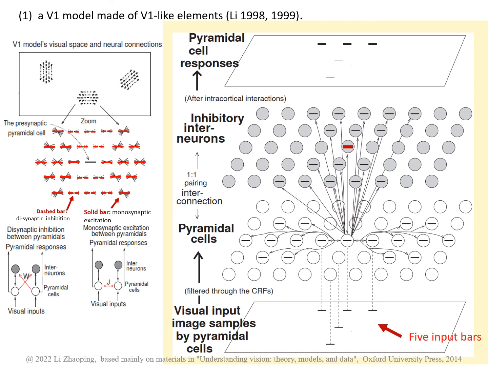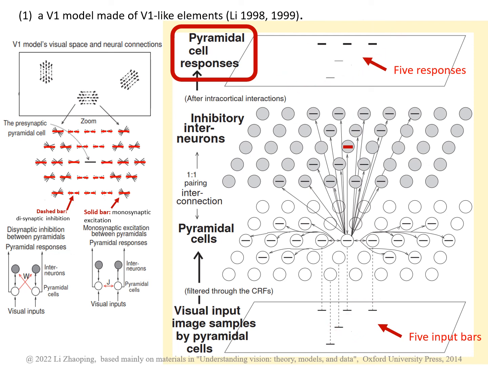So if we have 5 input bars in this visual image, they directly excite these 5 principal neurons. The central bar monosynaptically excites the bar to its left and its right, and disynaptically inhibits the other 2 bars below. Responses from the principal cells are visualized here. They are the outputs from this V1 model. Because of the interactions in this V1 model, although these 5 bars have the same input strength, they evoke different response levels.